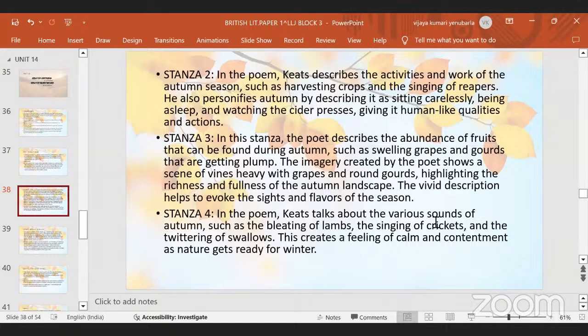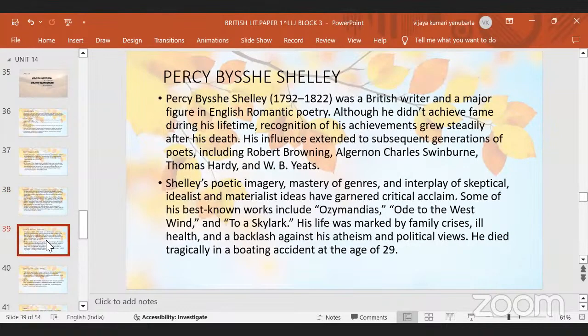In the poem, Keats talks about the various sounds of autumn, such as the bleating of lambs, the singing of crickets, and the twittering of swallows. This creates a feeling of calm and contentment as nature gets ready for winter. So now nature is becoming ready, because in winter you cannot see anything. As I already told you, almost everything is dead. It seems the trees, the nature, particularly in that area, are frozen. Trees, homes, nature, everything is just stuck with frozen ice. So why is it silent? Because it is getting ready for the winter.